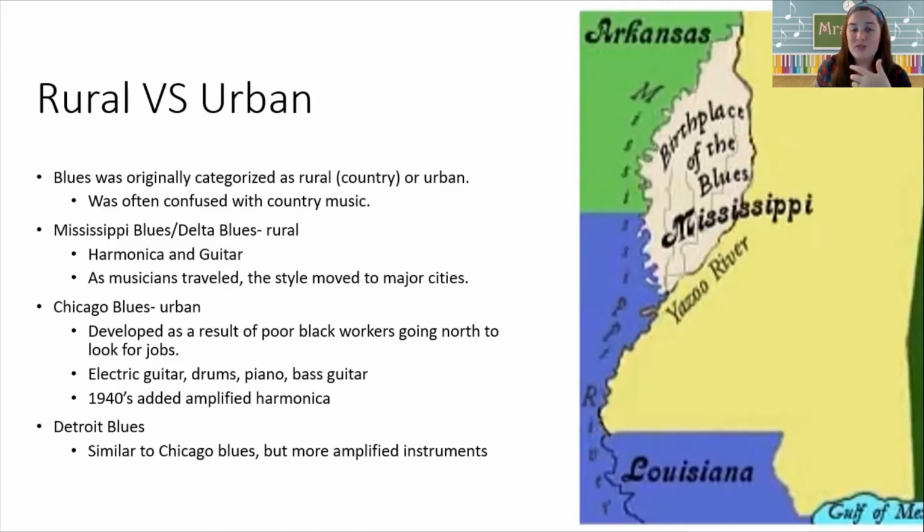And this really developed as a result of these poor Black workers going north looking for jobs. In the cities, they found electric guitars, drums, piano, bass guitar, and even amplified harmonica from some of their experiences in the cities. And it even traveled again to Detroit, and it's very similar to Chicago blues, but it added more of those electric amplified instruments. So it just kind of gradually moved and evolved where it went.